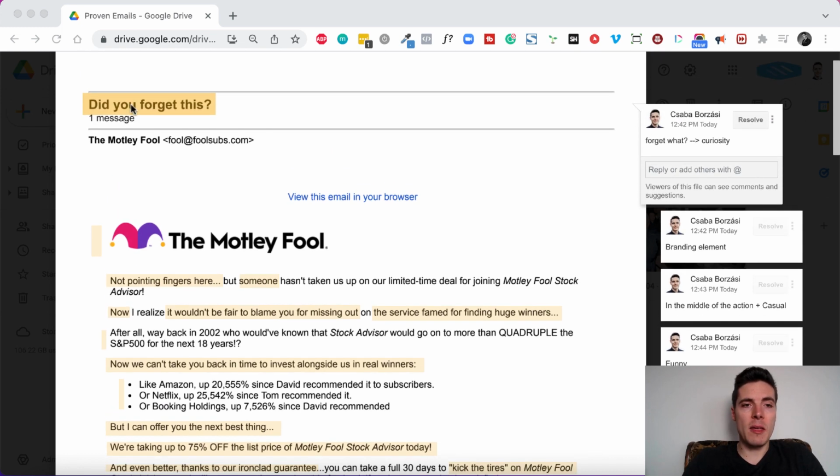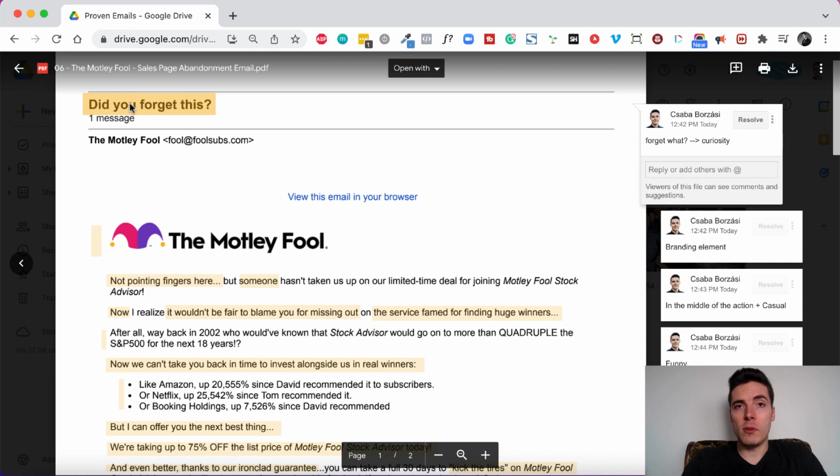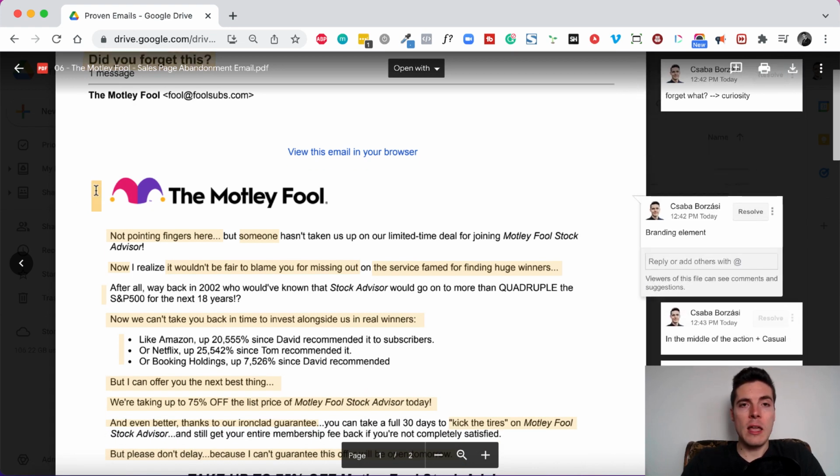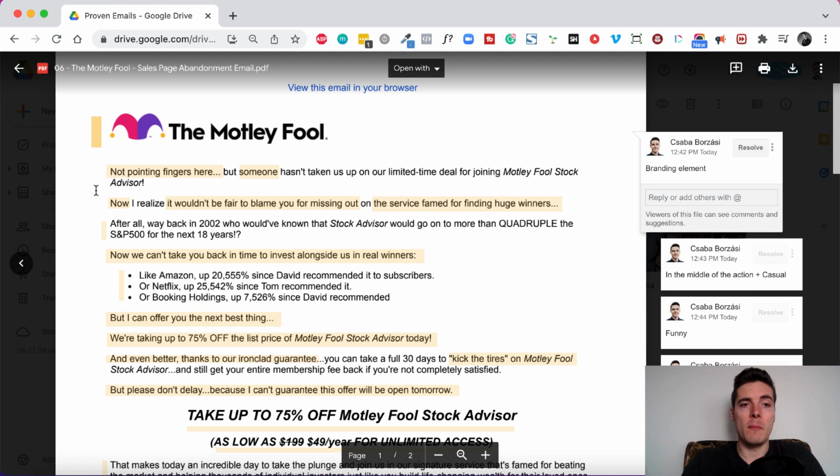So the subject line, basically, it's a typical abandoned cart type subject line. Did you forget this? I like the word this because it adds subtle curiosity, like, what do you mean this? What's this? And then people open it. It's a good way to remind them of completing something that they started before. Then we have this branding element here, the Motley Fool. Again, this just gives people immediate context on what to expect, like what is this whole email about.